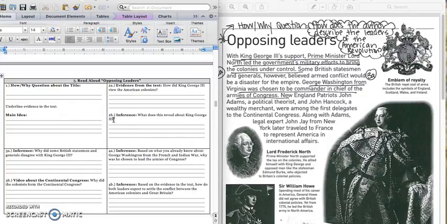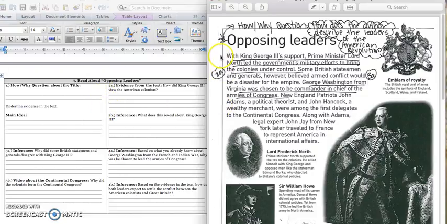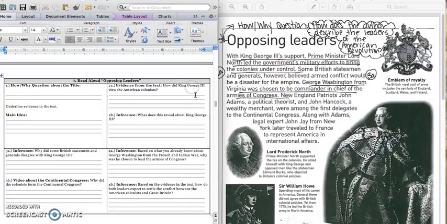2A says, how did King George III view the American colonists? And if we go back into our text, it says that King George III chose Prime Minister Lord North to lead the government's military efforts to bring the colonies under control. So that lets us know King George III thinks the American colonists are out of control if he wants to control them. So in 2A, we would write King George III thought the colonists needed to be controlled. Press pause to write down your answer and play when you're ready for 2B.